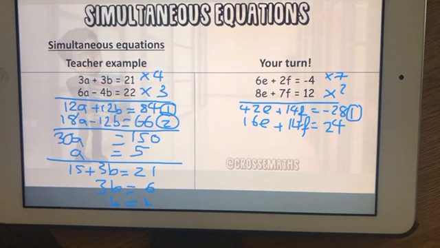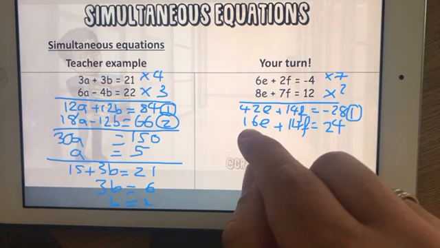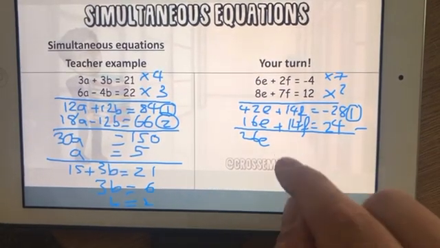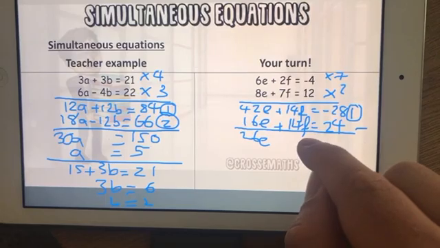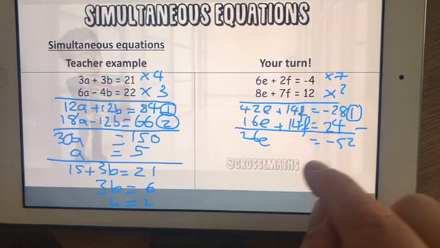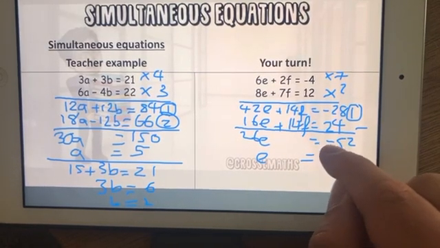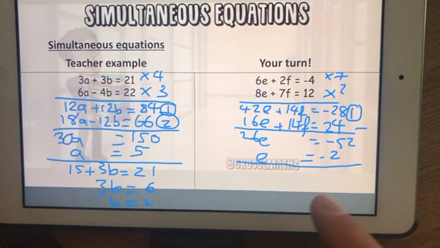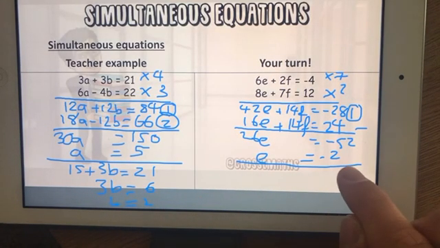Now I'm going to take them away from each other. If you take them away, you should end up with 42 take away 16 gives me 26e. 14f take away 14f is nothing. Minus 28 take away another 24 is negative 52. If I divide through by 26, e ends up as minus 2. And this is what I was saying in the question over there. You can get it sometimes that they give you a negative answer, and that's okay. It doesn't matter. If e is minus 2, I'm going to put e back into the top one.